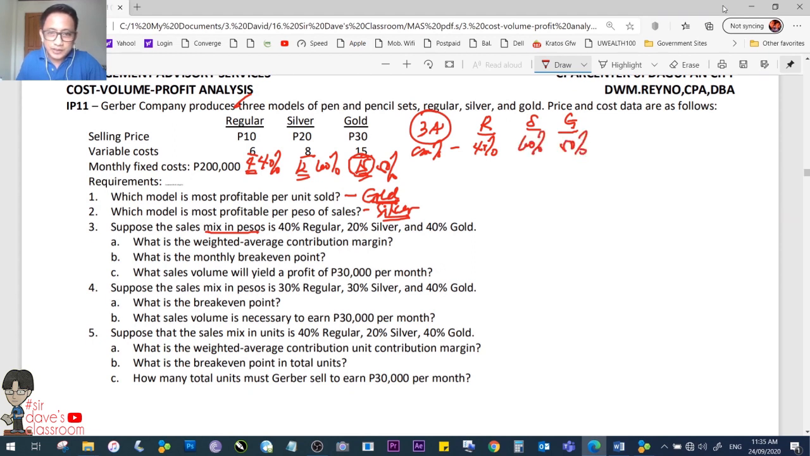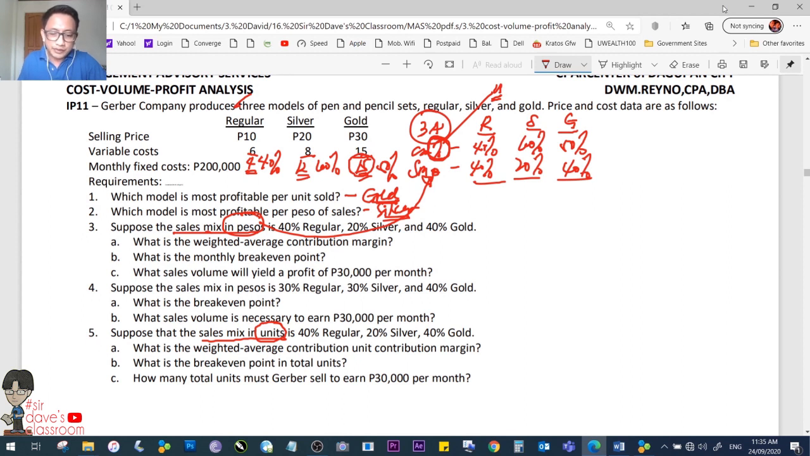Alright? Our sales mix in pesos, as given in the problem, is 40%, 20%, 40%. Pansinin, kung ang binigay na sales mix ay in pesos, ang kapartner niya contribution margin percentage. Pag naman ang binigay ay sales mix in units later on, dito sa ating number 5, ang kapartner niya ay contribution margin, not percentage, but per unit naman.